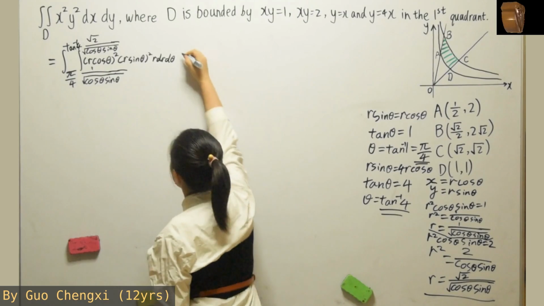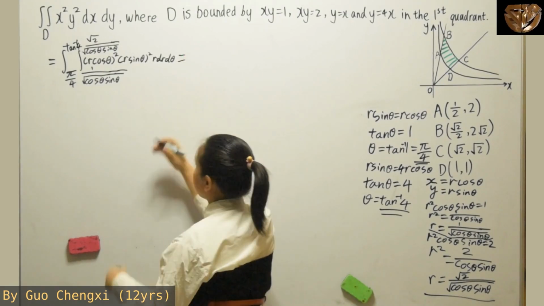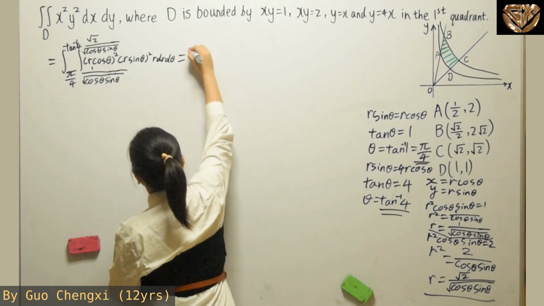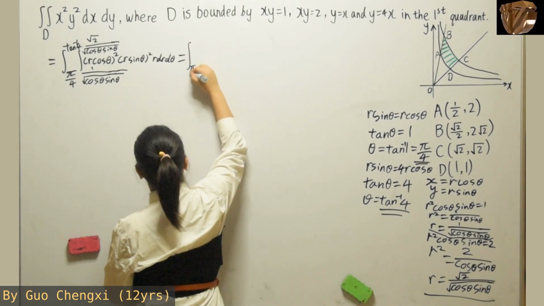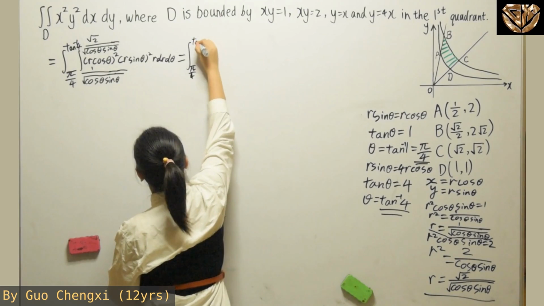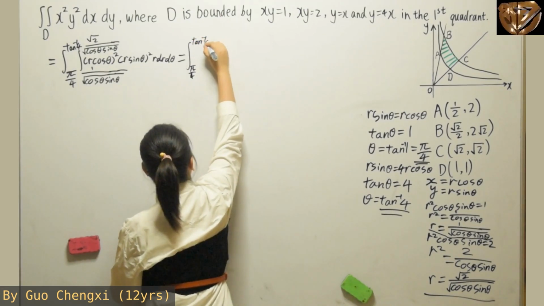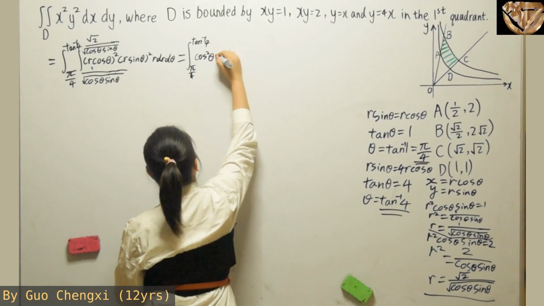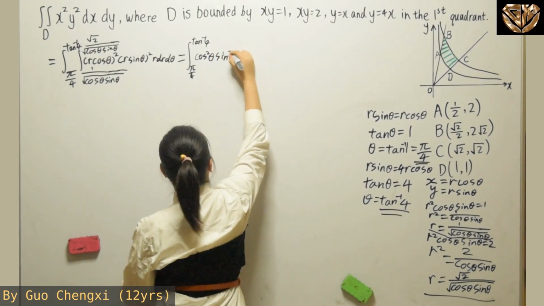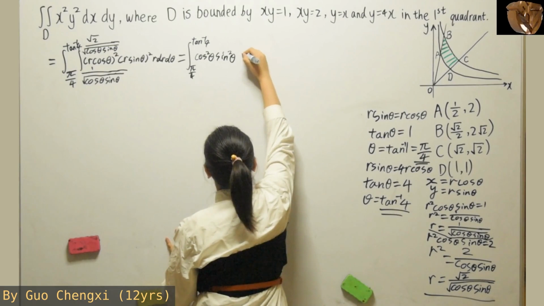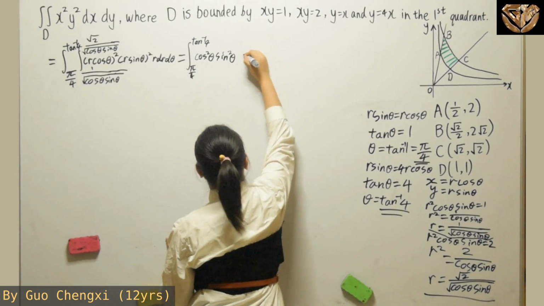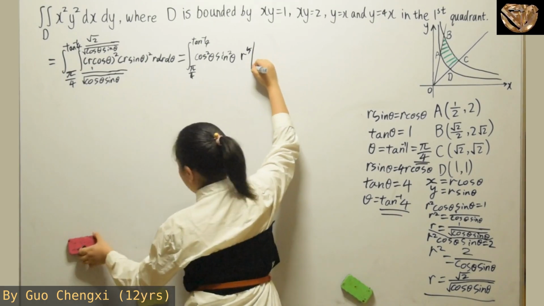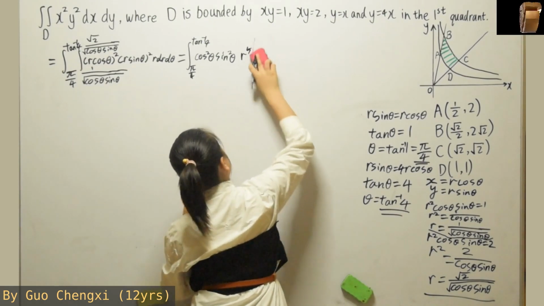There. And now that we have gotten this part, we can continue on and put the r's together, and you'll get cosine square theta times sine square theta, and then here we'll have r to the power of 5. So r to the power of 5, this time will still be integration.